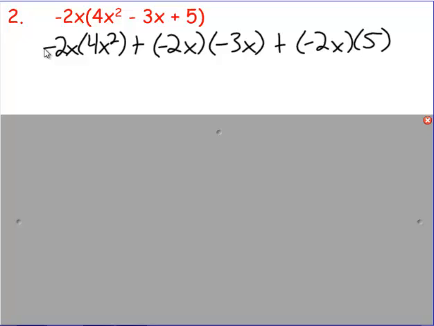This first one, I'd have a negative 2 times 4, which would be a negative 8x to the third. Then you see that I also have a negative 2 times a negative 3, which would give me a positive 6, and x times x is x squared. And then finally, negative 2x times 5, I could say that's plus a negative 10x, or I could just say minus 10x. That gives us a trinomial of the third degree, or a cubic trinomial.